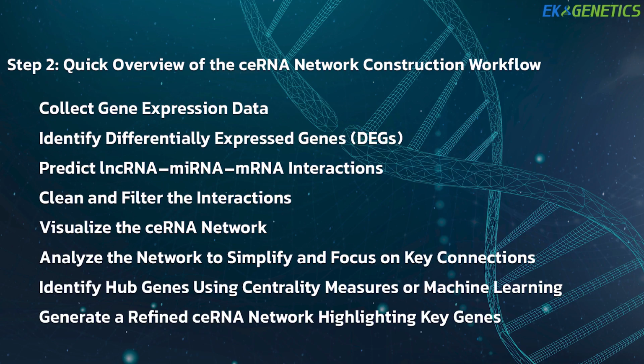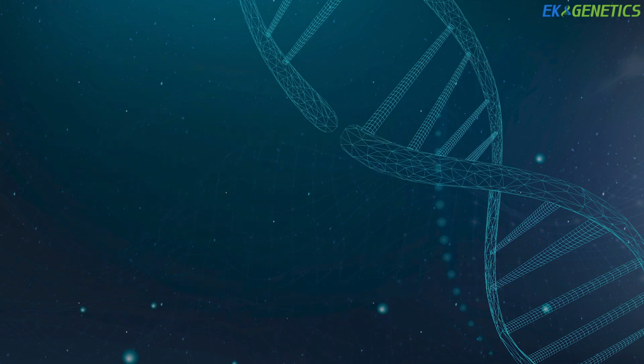4. Clean and filter interactions to keep only those involving your DEGs. 5. Visualize the ceRNA network using R, iGraph, or Cytoscape. 6. Analyze the network to avoid overcrowded graphs and focus on meaningful connections. 7. Identify hub genes using centrality measures or machine learning methods, k-means, Cytoscape plugins. 8. Generate a refined network highlighting only the most important genes for better interpretation. Now let's go step by step.